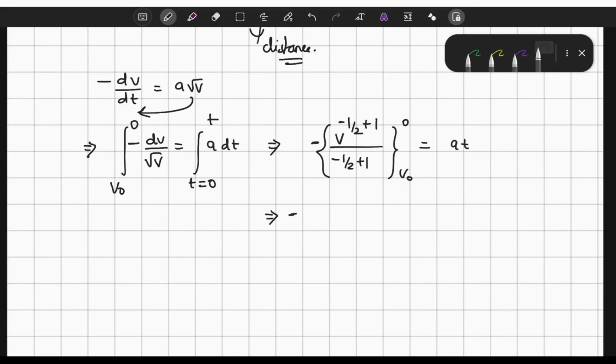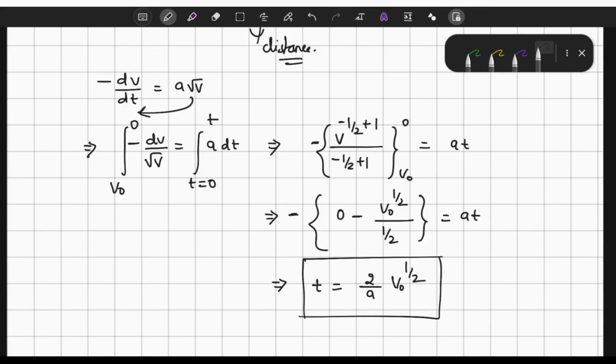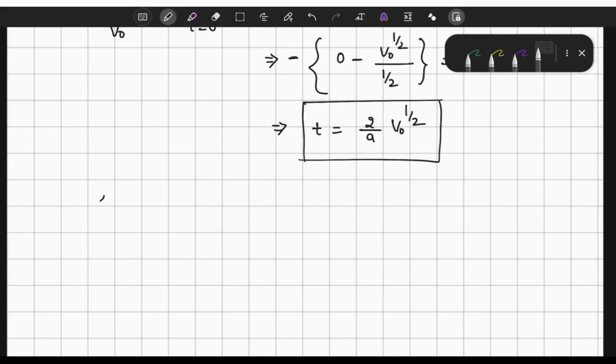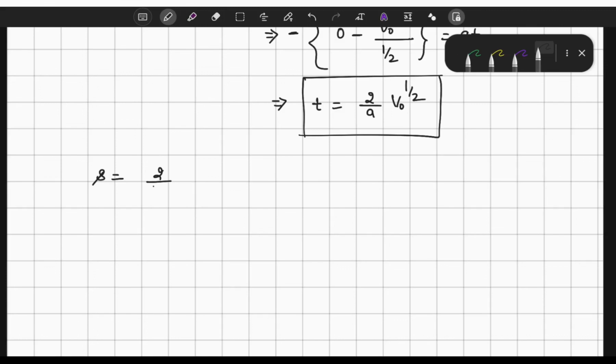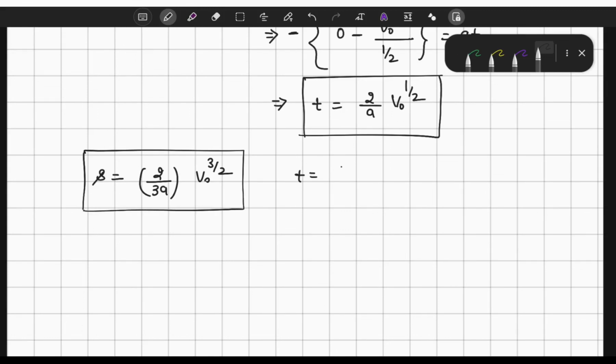So here we will get minus 0 minus v naught to the power half divided by half is equal to a into t. So from here we will get t = 2 upon a times v naught to the power half. So this is the value of time we got. So the distance we got is equal to 2 upon 3a into v naught to the power 3 by 2, and the time taken to cover this distance is equal to 2 upon a into root v naught.